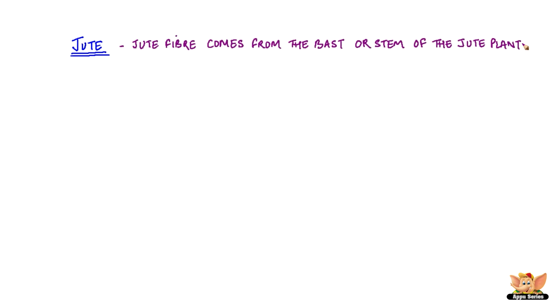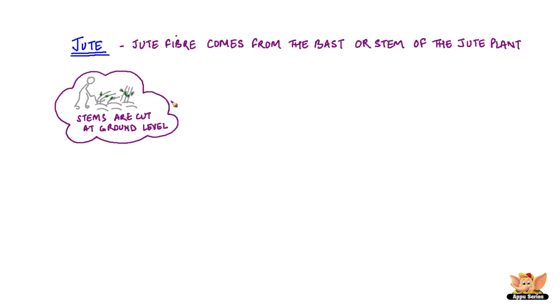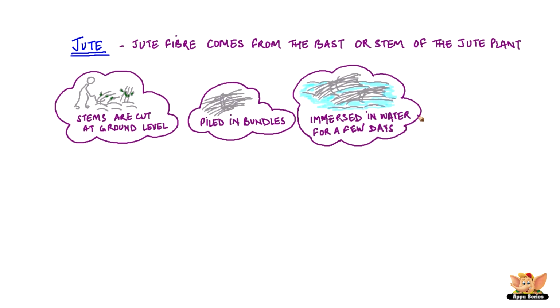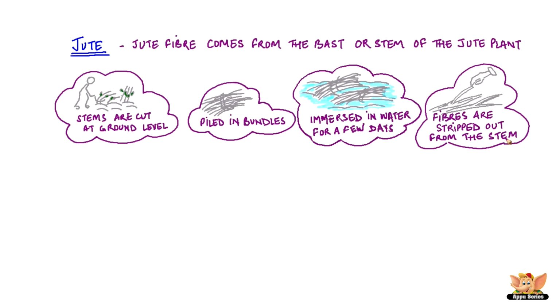Jute. Jute fiber comes from the bast or stem, mostly the outer skin, of the jute plant. Warm and wet climates are more suitable for the growth of the jute plant. Jute stems are cut at ground level and then piled in bundles. These bundles are immersed in water and left for a few days till the fiber comes loose from the stems. The fibers are then stripped out from the stems. They are then washed and dried.